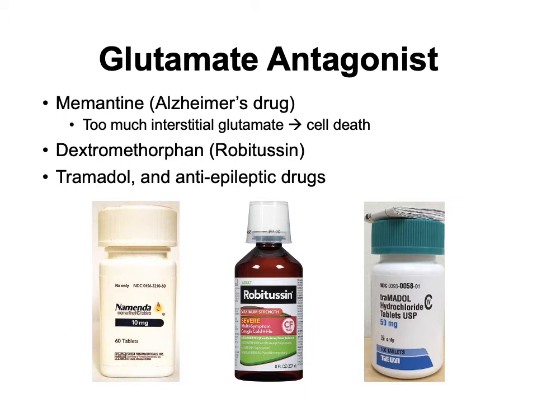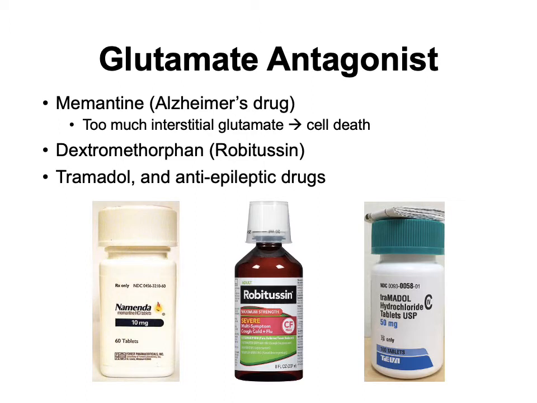A few more glutamate antagonists is memantine. I'm sorry, I'm sure I'm not pronouncing that correctly. It's an Alzheimer's drug, and it's used to reduce the amount of glutamate in the interstitial fluid, so it helps to get it out of the synapse rather quickly, because too much glutamate actually can lead to cell death, overstimulation.